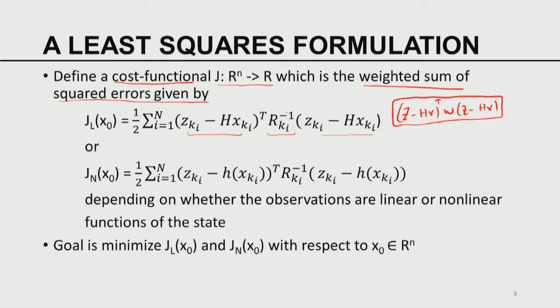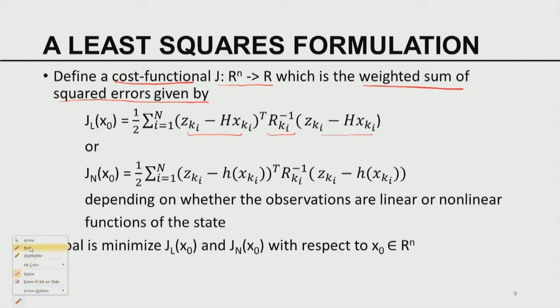Why is this kind of a weighting? I would like to talk about it for a moment before I go further. To that end, let me consider what we normally do in basic statistics. Let x be a normal random vector with mean m and variance sigma square.